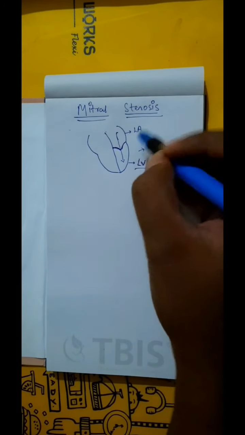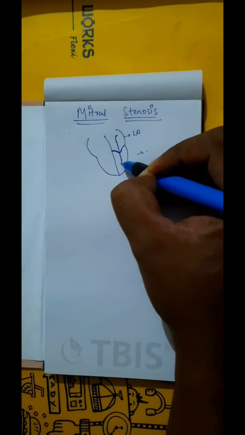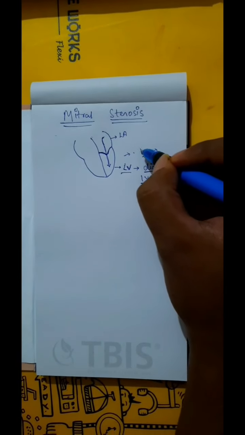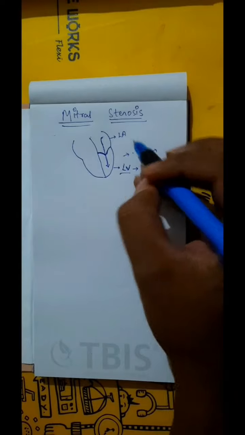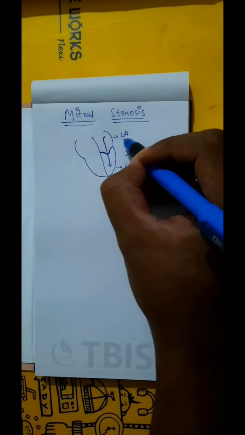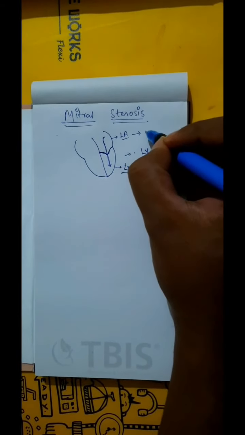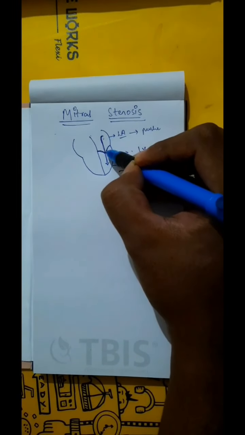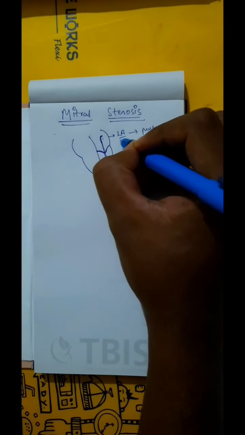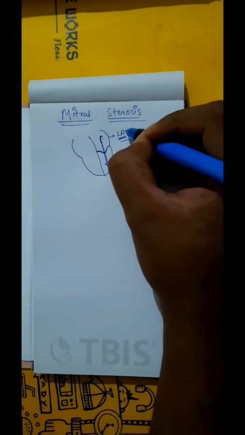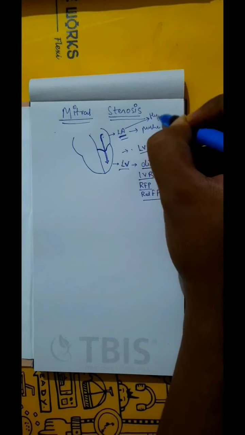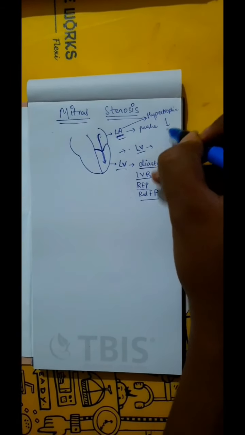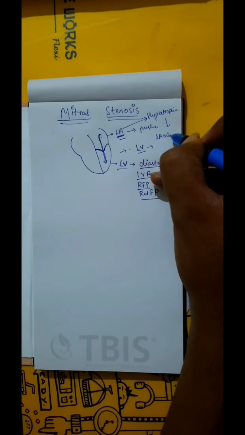Because of stenosis, the blood is not able to flow freely into the left ventricle. So the left atrium tries to push the blood from the left atrium to the left ventricle. To do that, the left atrium becomes hypertrophied, and there is left atrial enlargement.